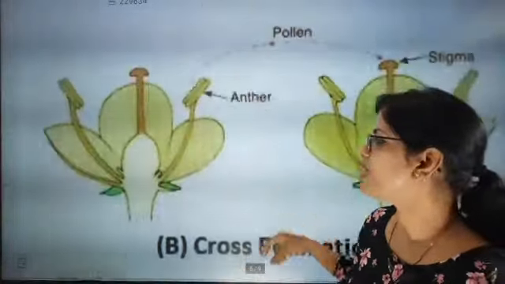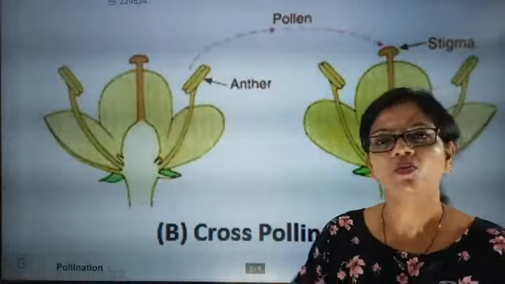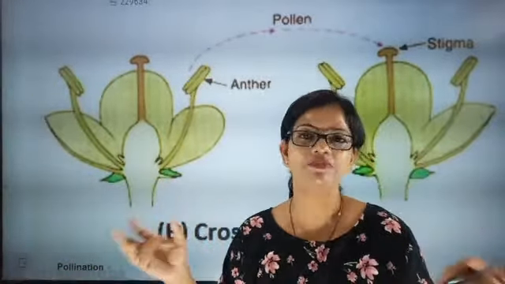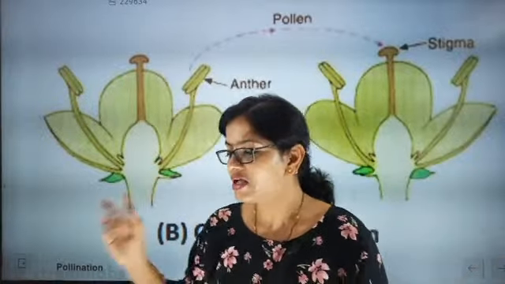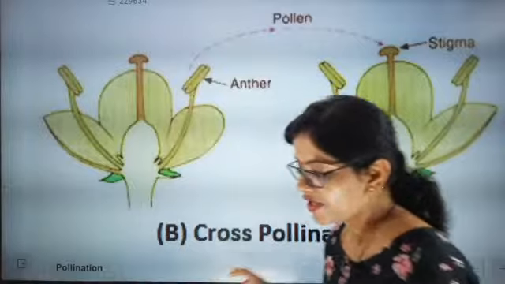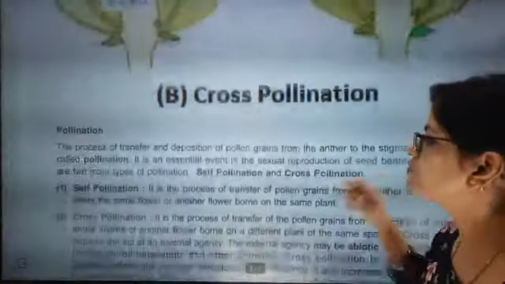But if there are two different plants of the same species, plant A and plant B, then it is called cross-pollination.